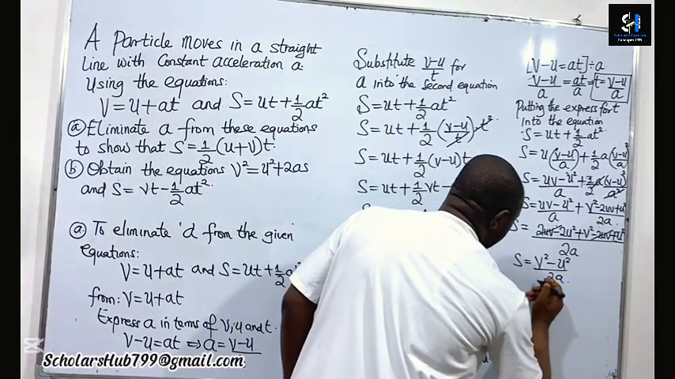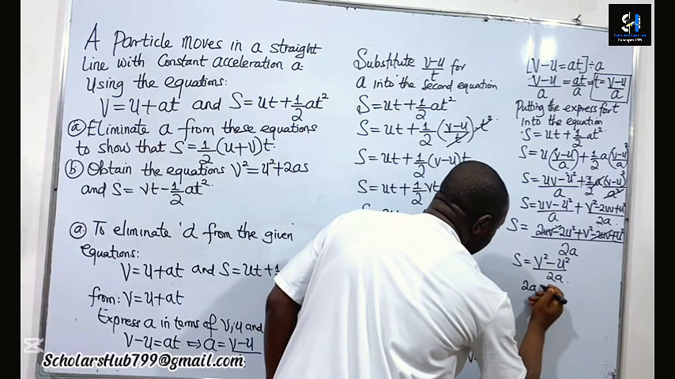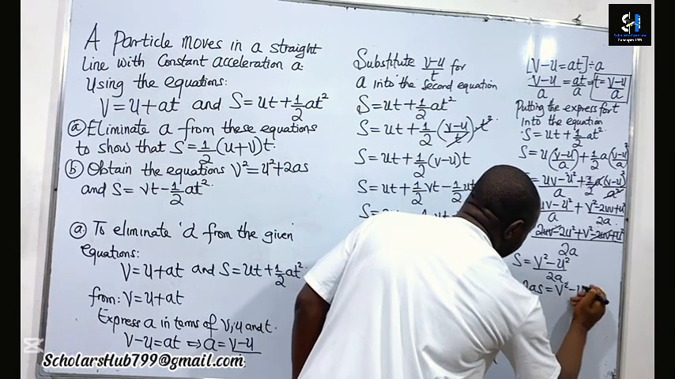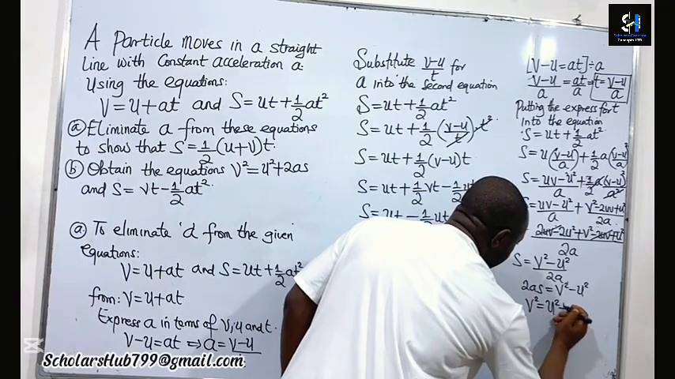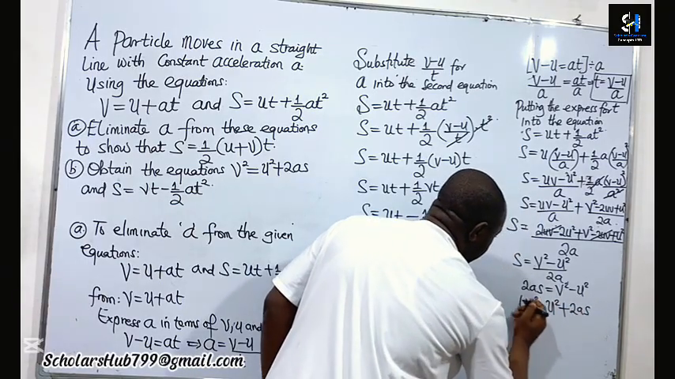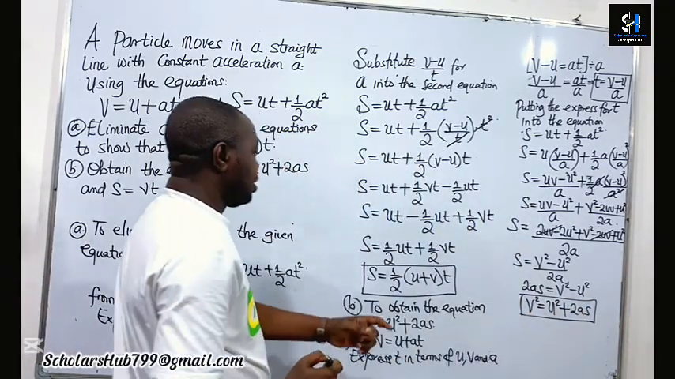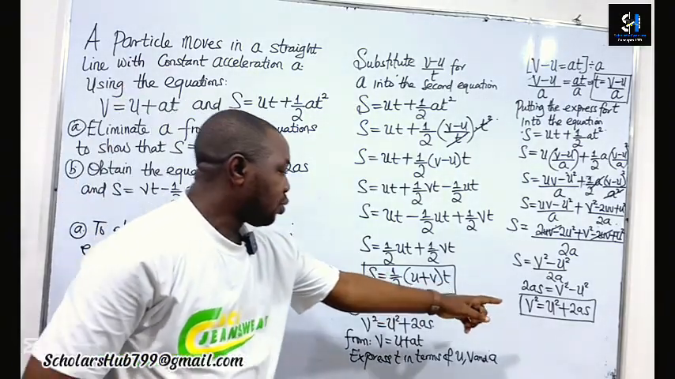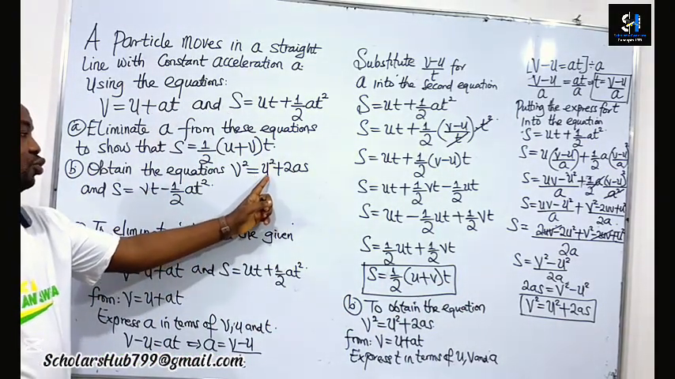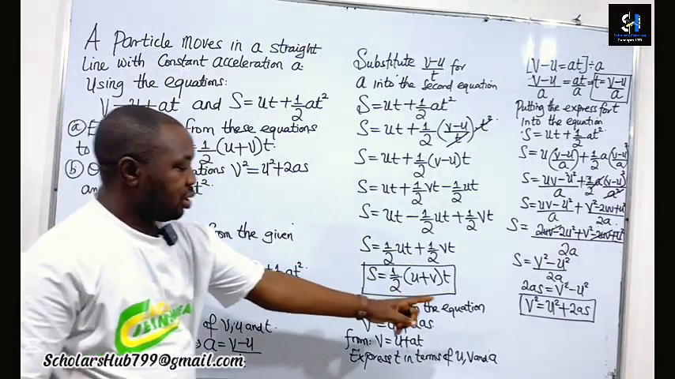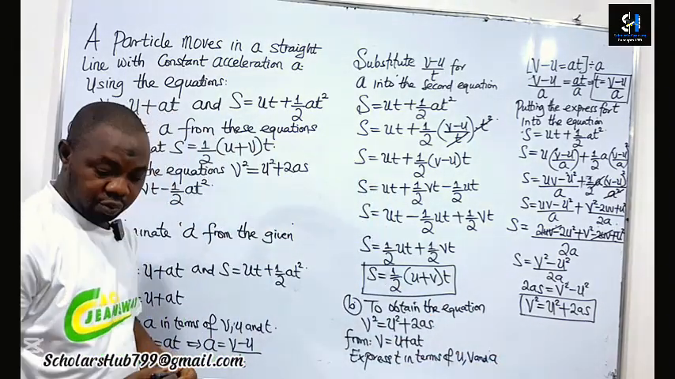So from here, we're going to have 2as equals v squared minus u squared, so that v squared will be equal to u squared plus 2as. So one of the equations we want to obtain, which is v squared equals u squared plus 2as, is what we have there.